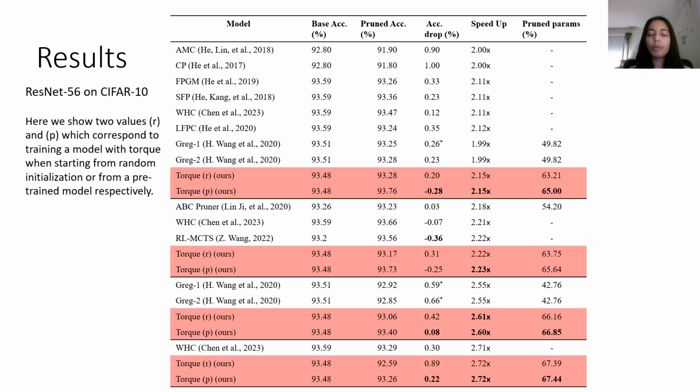Only at one particular point, at 2.3x speed up, we see that RLMCTS does a little better than our torque training. However, we would like to remind you that RLMCTS uses reinforcement learning and has to train this model with their original model, which is a very tricky technique, while our torque technique is very easy to implement.